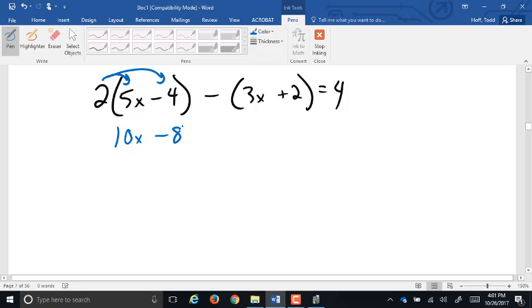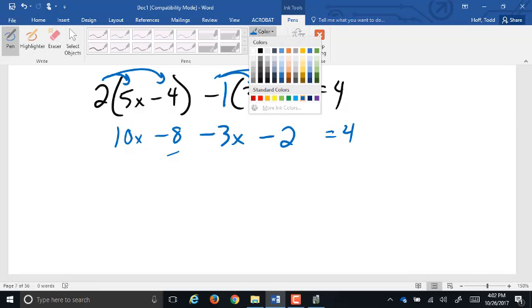negative 8. The second one, again, there's no number out there, but there's that negative, the minus, so we treat that as a negative 1 times the parentheses. Some of you, by the way, may have been taught if you see that minus in front of the parentheses, you just change the sign of everything in the parentheses, which is effectively the same thing. So negative 1 times 3x would be just negative 3x. Negative 1 times 2 is just negative 2, and that equals 4.